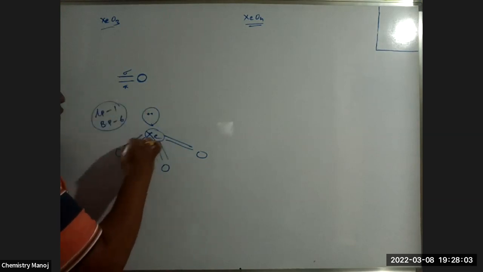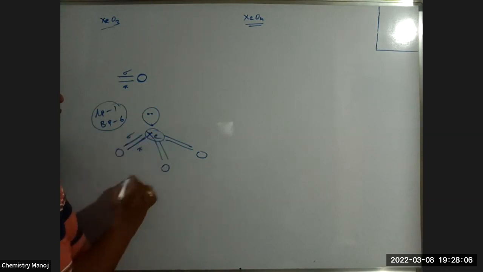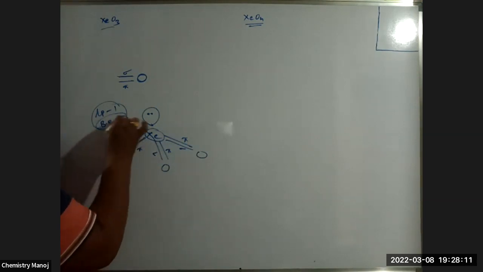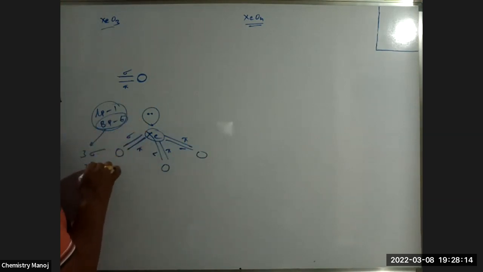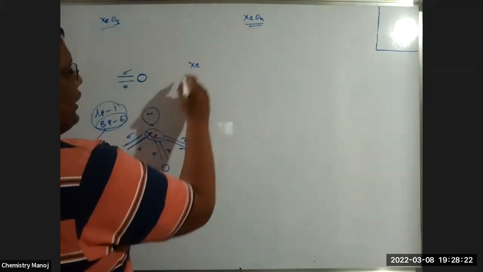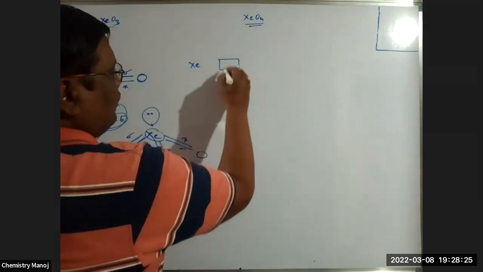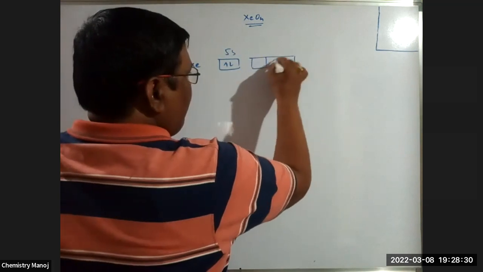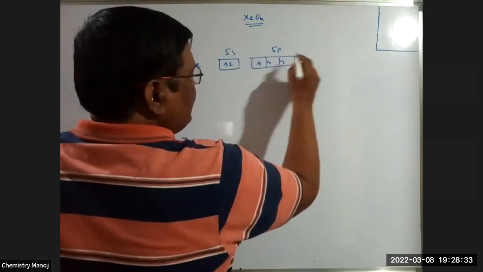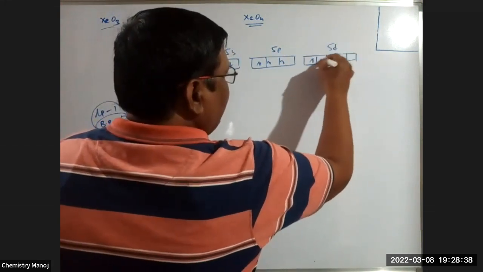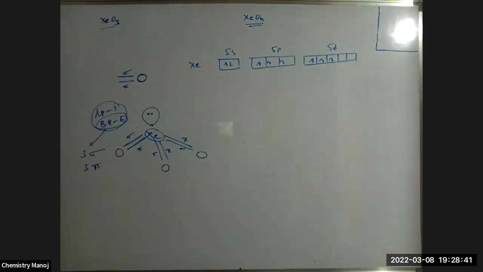Among these 6 bond pairs, 1 sigma bond and 1 pi bond for each oxygen. That means among these 6 bond pairs, 3 sigma bonds and 3 pi bonds. Now see here, xenon: 5s2, 5p3 excited state, 5d3. It is the third excited state, my dear.